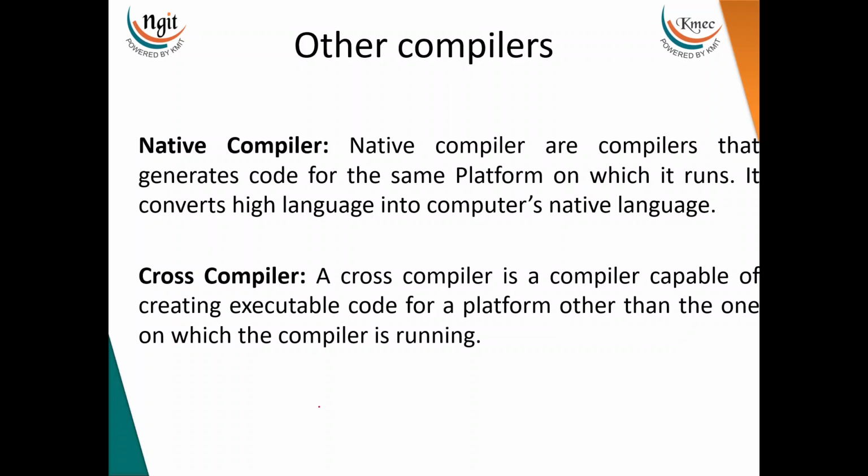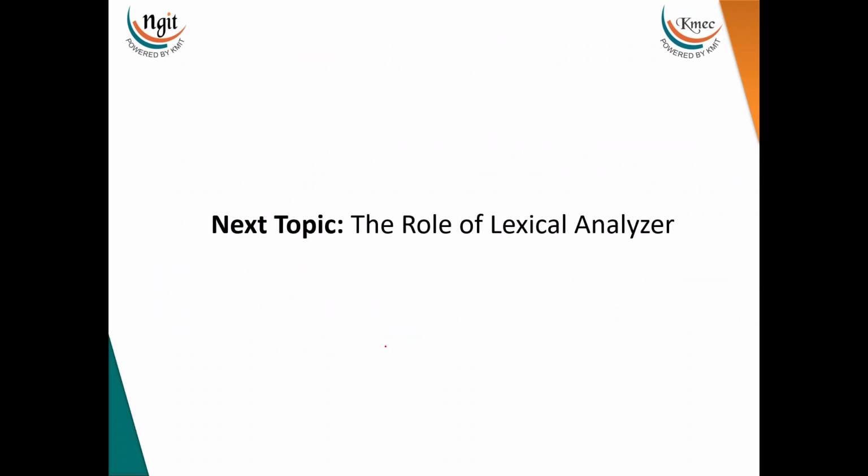But a cross compiler means that you write the code in Windows and compile in Windows, but the generated target code will work on a different machine, like Linux. So where you have written and compiled, there we are not going to use the code. We are using it on a different machine. We are just converting the code for a different machine. That's called a cross compiler. In the next topic, we are going to discuss the role of the lexical analyzer.